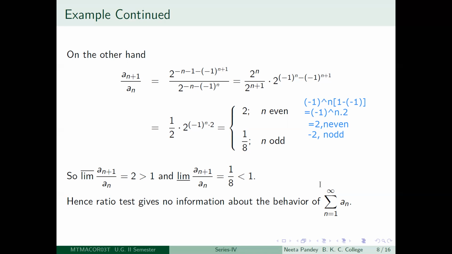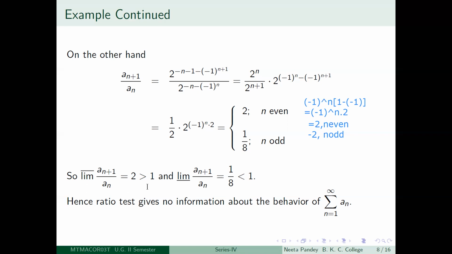So what is the final conclusion? The conclusion is that if you look at a_{n+1} by a_n, then every even term is actually going to be equal to 2 for this sequence. And every odd term is going to be equal to 1 by 8. So at least the sequence does not converge. Now, if you look at the lim sup of a_{n+1} by a_n, that is 2, which is greater than 1. And if you look at the lim inf of a_{n+1} by a_n, that is 1 by 8, which is less than 1. So you can make no conclusion using the ratio test.